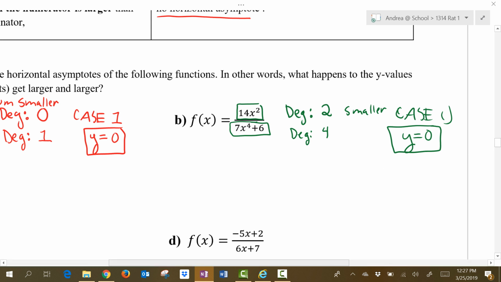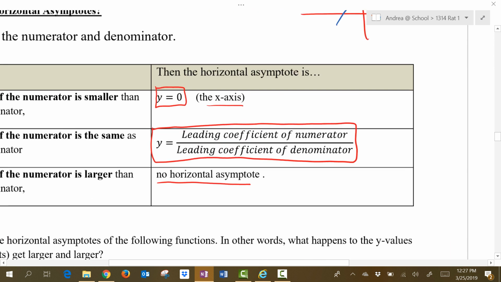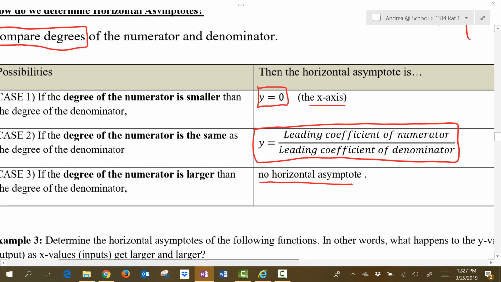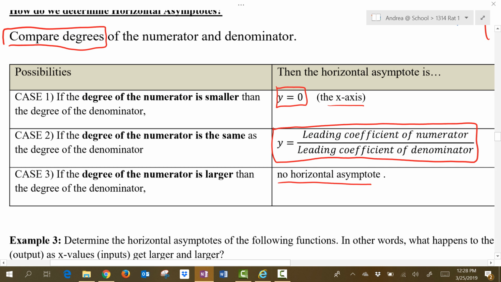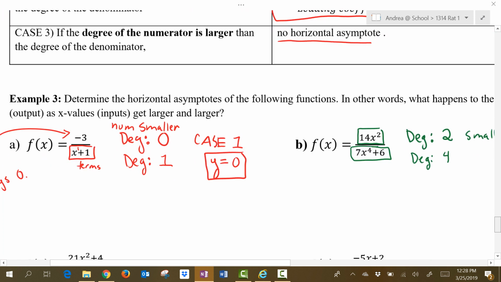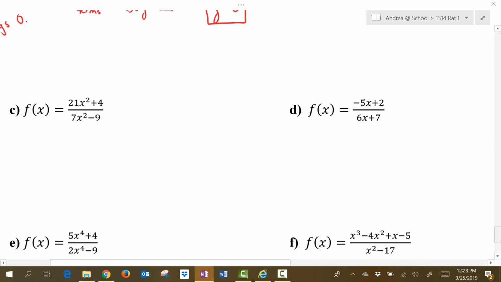So we want to remember that we are using this table to determine horizontal asymptotes. In both part A and part B, the degree of the numerator was smaller than the degree of the denominator, so the result was that the horizontal asymptote was y equals 0. So you're going to need to know this table. Okay, so you'll need to memorize that table. Okay, part C and part D.